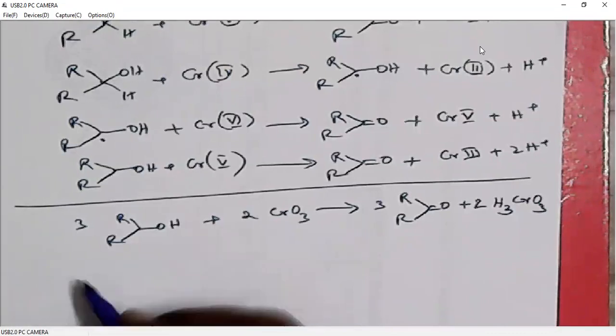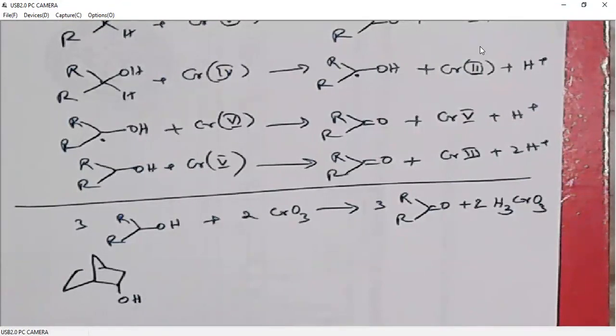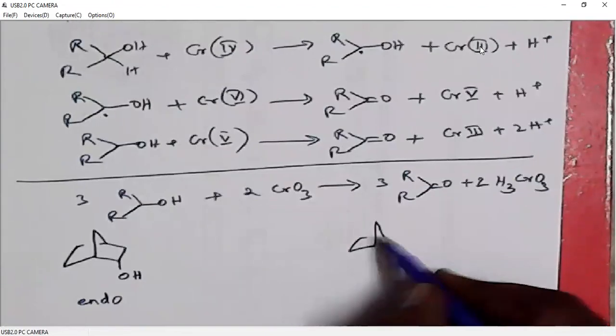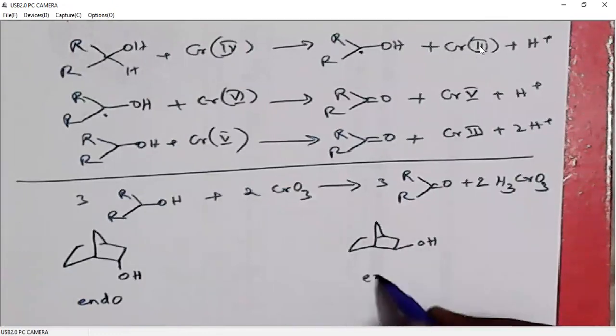So for example, if we have an alcohol of this kind, this is called endo alcohol. If the alcohol is below the plane, it is called endo alcohol. If the alcohol is above the plane, like this, it is called exo alcohol. Of course, when we look at the stabilities, exo is more stable compared to endo.